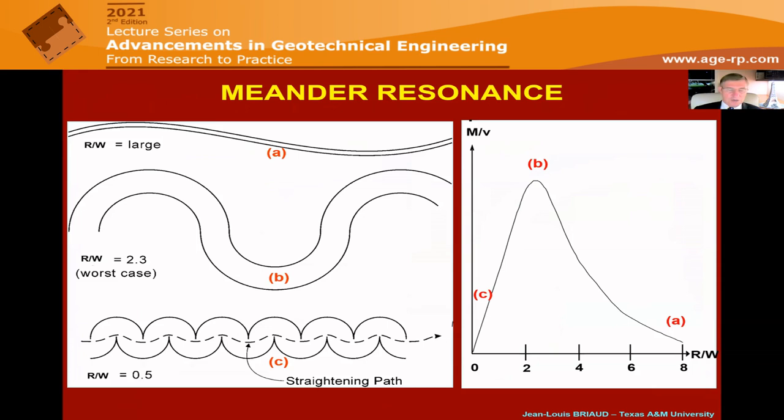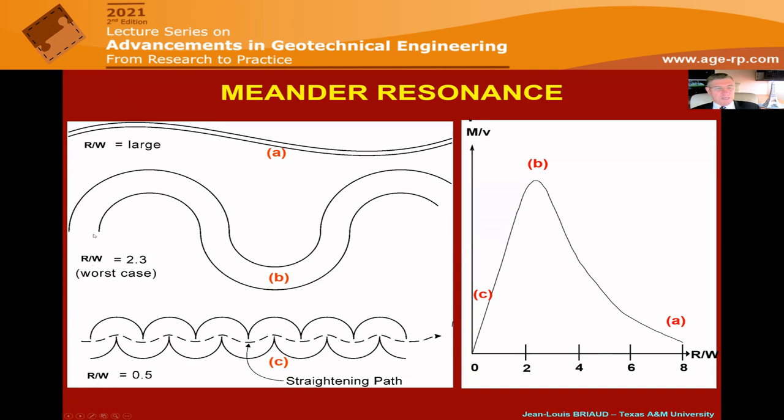And one thing we learned is that if you look at the radius of the meander, here is a meander, here's the radius of the meander, and the width of the river, and the ratio of radius of meander over width is very important. If you have a very large radius over width, which is this picture here, your meander won't move very fast. If you have a very small R over W, like this, the river will have a tendency to straighten itself. But if you have an R over W of the order of 2 or 3, then that's the worst case.